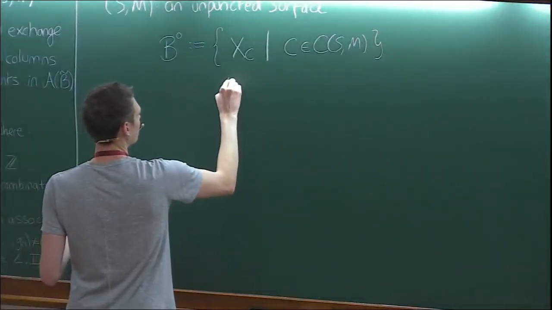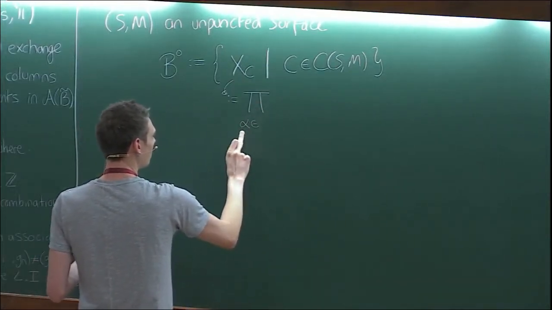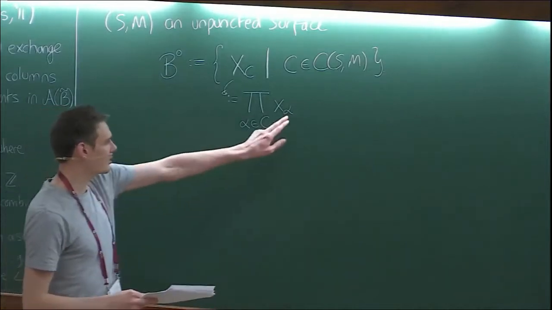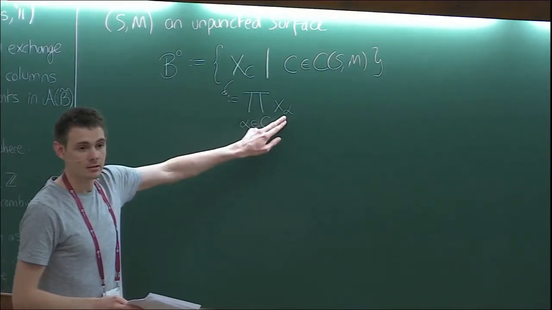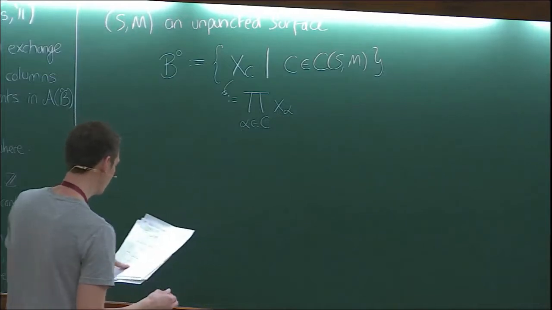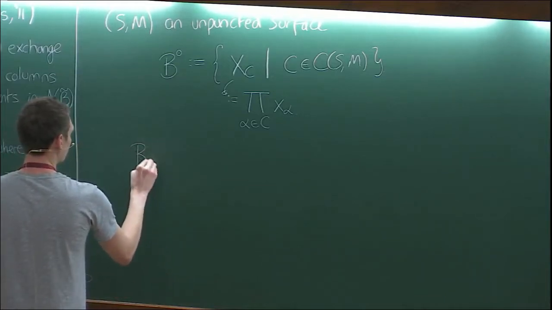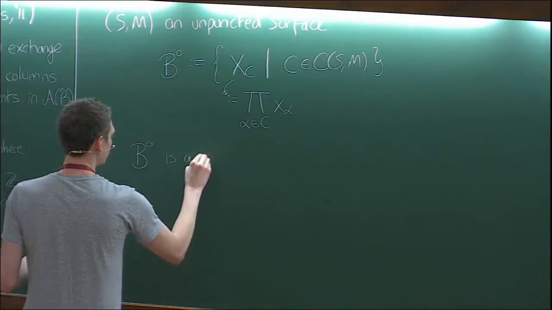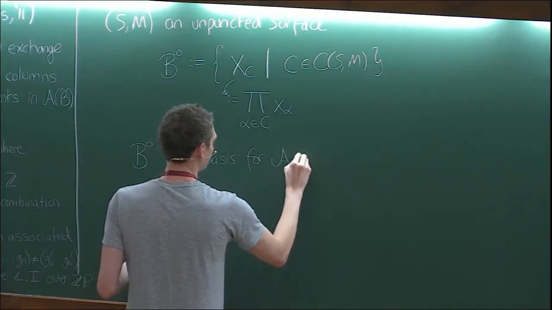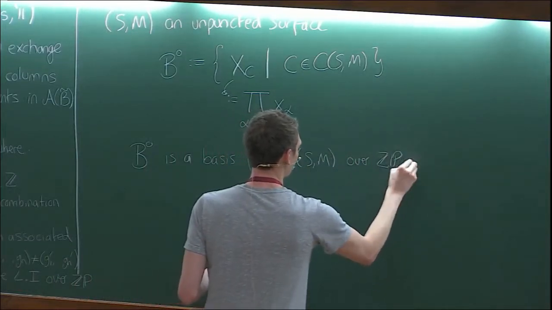And so, to be more precise, what is this guy? It's just the product of all the arcs and closed curves in this collection C. We didn't technically define what this element is when it's a closed curve, but we will see that today shortly. And what we wanted to do was show that B circ is a basis for the cluster algebra with principal coefficients over the coefficient ring. Okay.